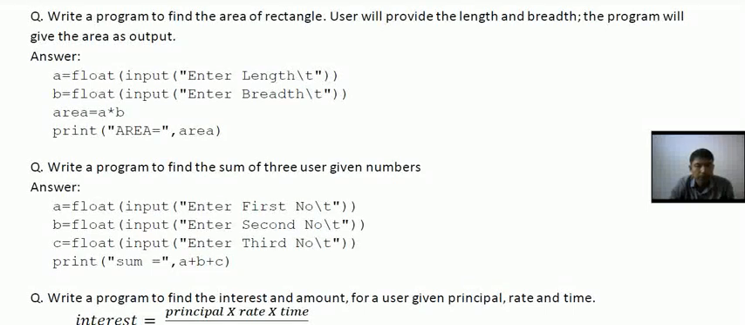So first here I have taken a variable and then I have used float, then input type, then here I have written enter length. So enter length, after that I have used this \t. \t means tab space, means giving a tab space, that is a space after it. Then enter length will be written there. Then b is equal to float input enter breadth, so breadth will be entered.